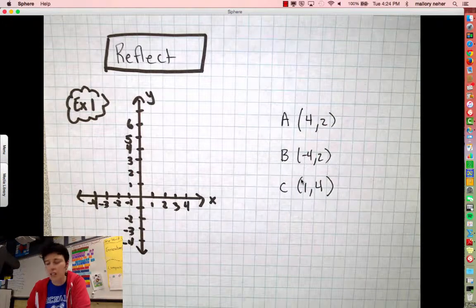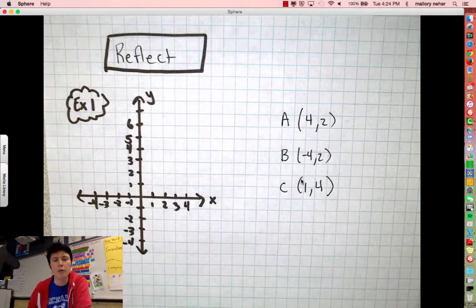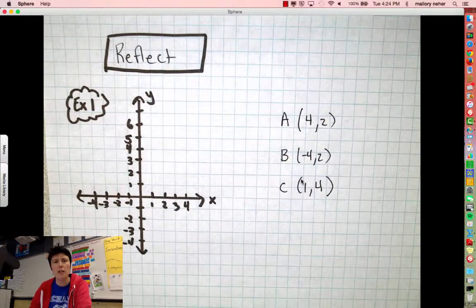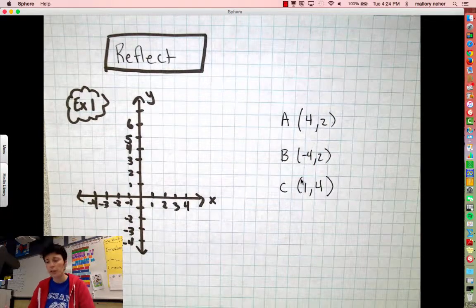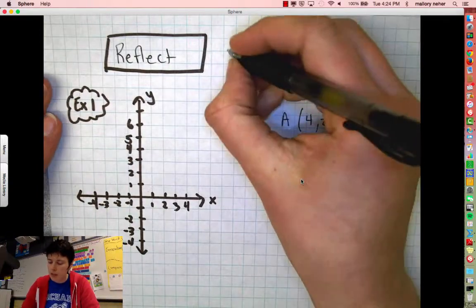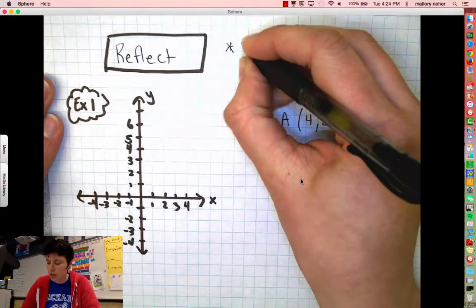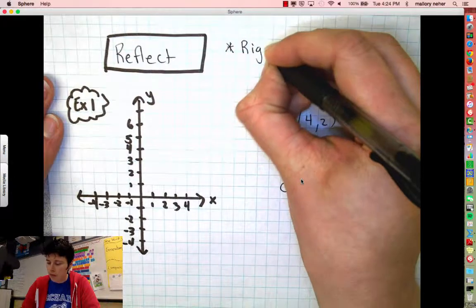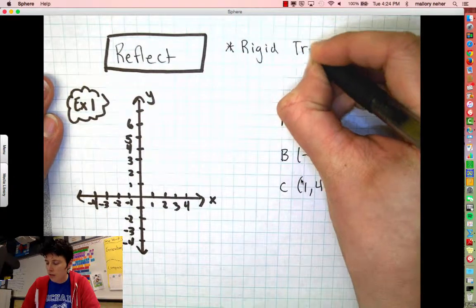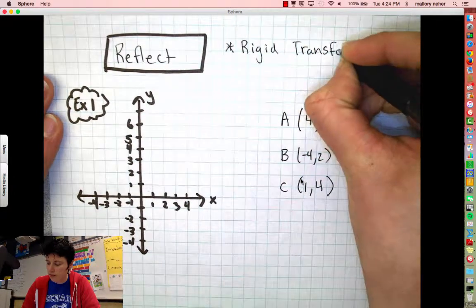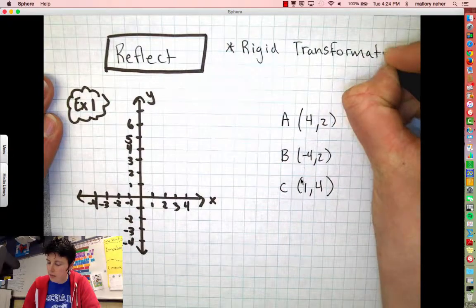Alright, hey guys, this video is going to be about something called a reflection. And in geometry, when we reflect, we're talking about a movement on a graph. It's a special type of movement called a rigid transformation. And I'll explain here in a second.